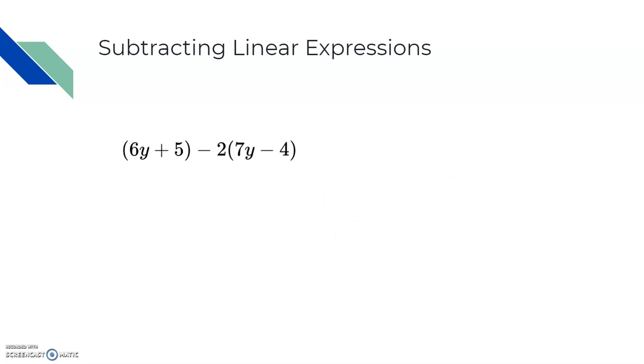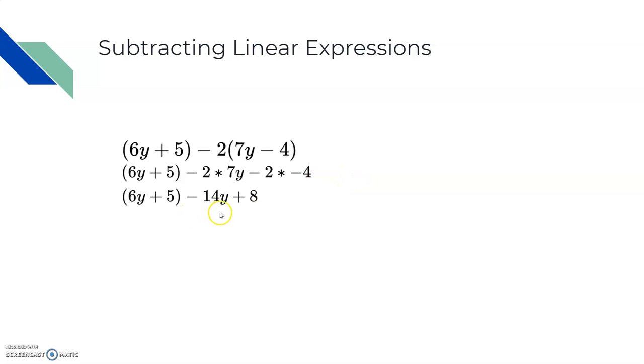Our first question, we have (6y + 5) − 2(7y − 4). Now we're going to be doing the distributive property for this. It doesn't really matter if it's adding or subtracting, but when you see a number in front of a parenthesis and numbers inside, you're going to have to multiply.